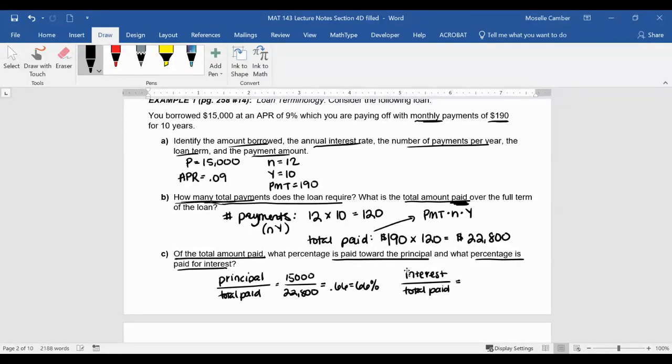And you should be able to do this without doing any calculations, right? Because everything is either principal or interest. If we add the two up, we get the total paid. So we could just do 100 minus 66% to get 34%. If you didn't see that, you could just go ahead and do it. So the amount that is interest would be everything extra. So we'd have the 22,800 and we'd have to subtract off the 15,000.